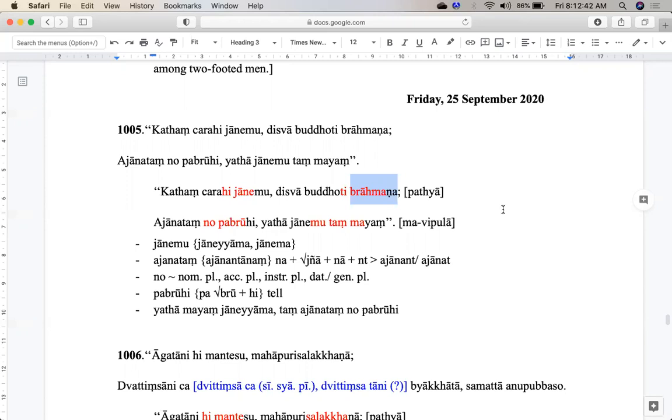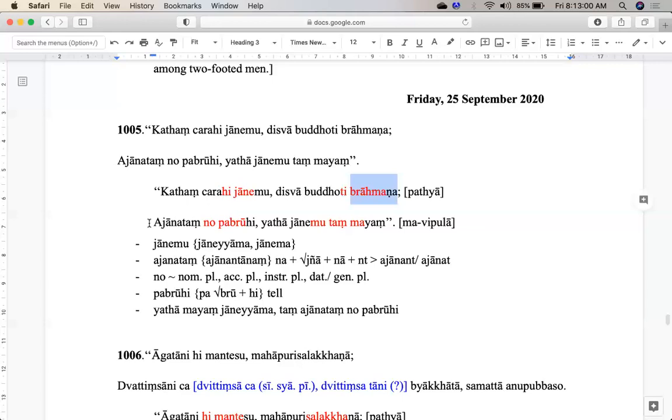How we may know that he is the Buddha also. Buddha is a constructed form of the word. He is the Buddha. He is enlightened. Okay, so that is the first line. And the second part is Ajanatan no Babruhi.